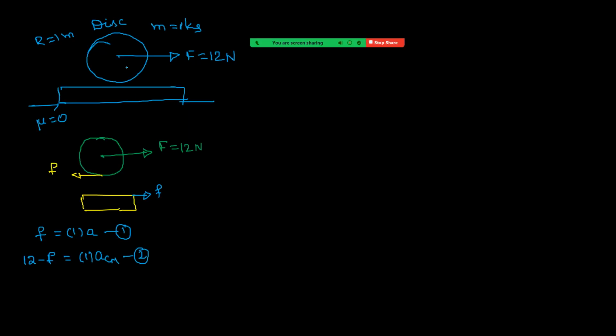Now focus on the torque equation for the disc about the center of mass. About the center of mass, the applied force gives no torque. The torque is only because of friction, and this friction provides a clockwise torque. So F into R, and R value is 1, so F into R is equal to I into alpha. I is m r square by 2, with m as 1, so m r square by 2 into alpha.